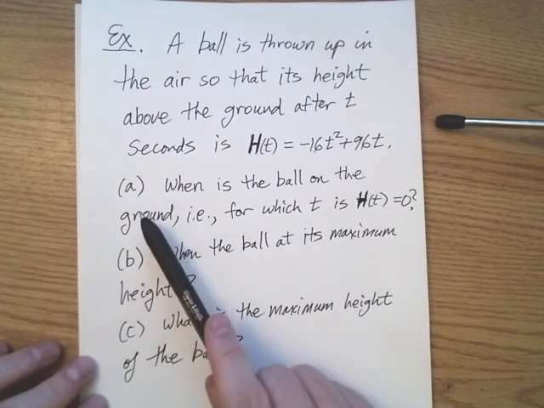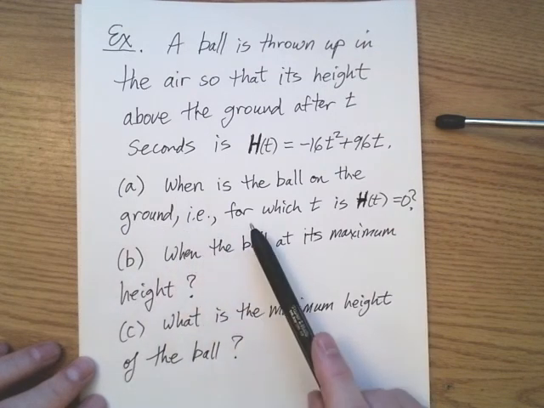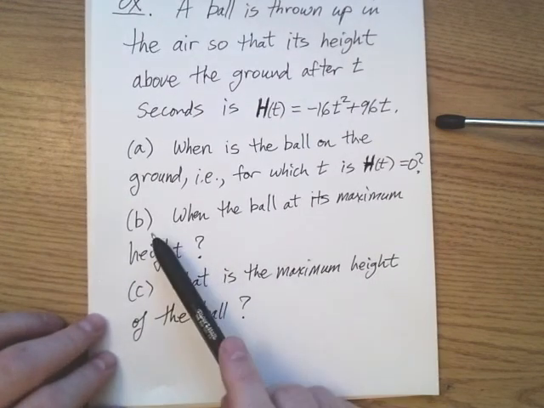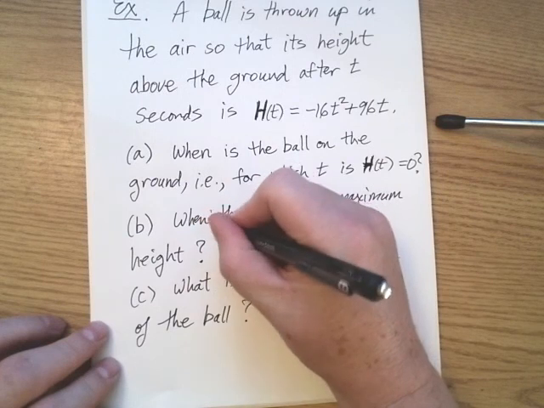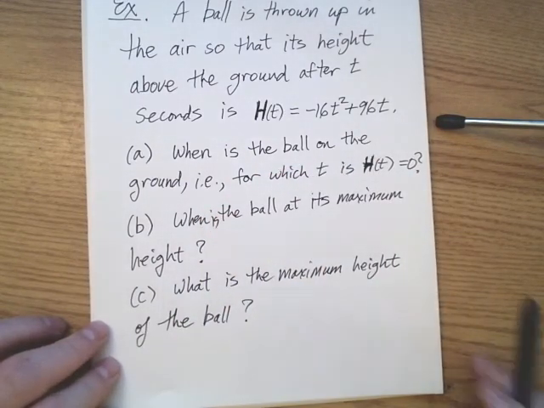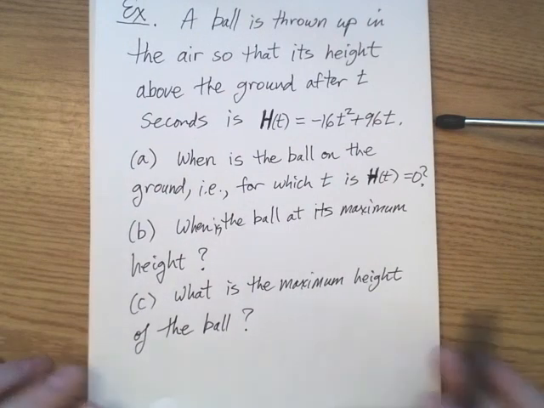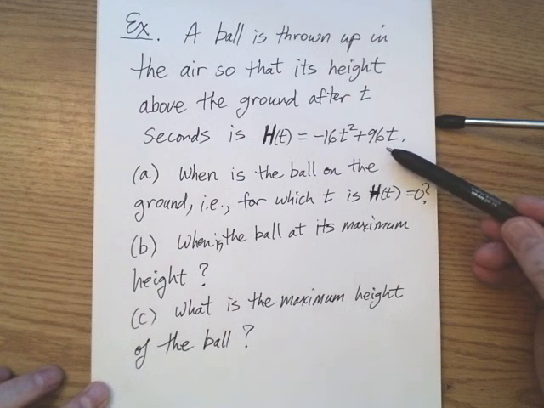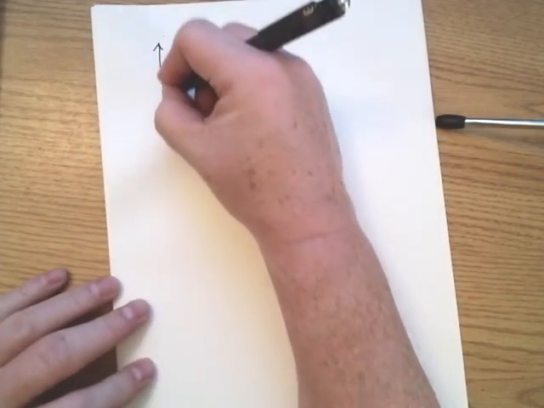Anyway, here's the question. When is the ball on the ground? In other words, for which t is the height 0? Second question. When is the ball at its maximum height? So in other words, for which t? And what is the maximum height of the ball? Now you know this is actually a quadratic function of time here.